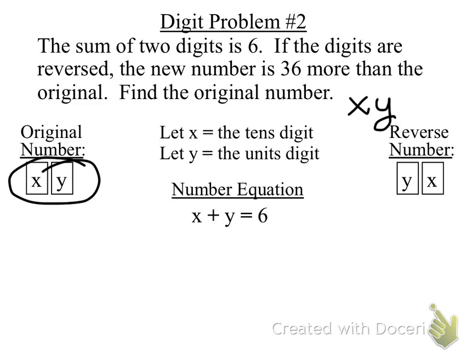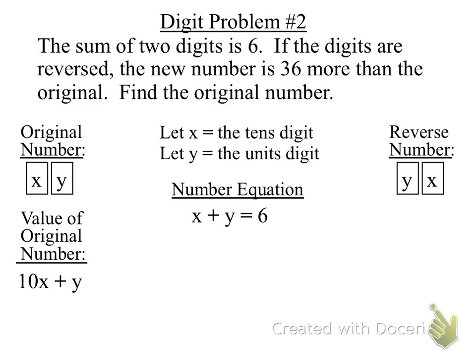But how do you get a 2-digit number? No, I just want the value of the original number. 10x plus y. 10 times the x plus the y. That's the value of the original number. What would be the value of the reverse number? 10y plus x. Perfect.